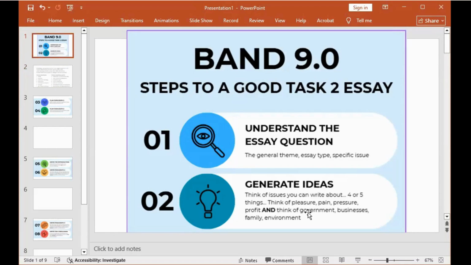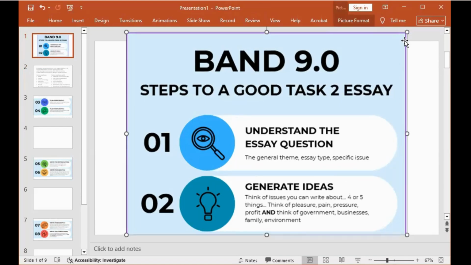Generate ideas. When we say generate ideas, what we are saying is that you need to think about issues that you can write on. You need to come up with 4 to 5 things. I've put some points here. I call this the 4 P's, which will be very easy to remember: pleasure, pain, pressure, profits. You can use those 4 P's to generate your ideas. And then government, businesses, family, environment, you can also use those to generate ideas.